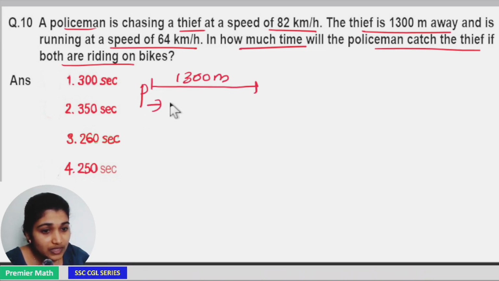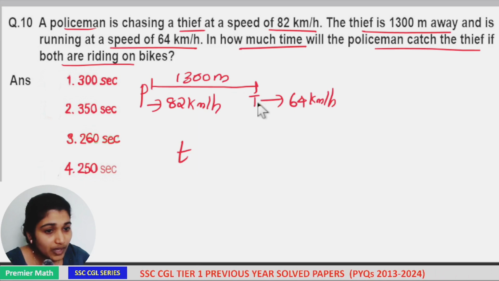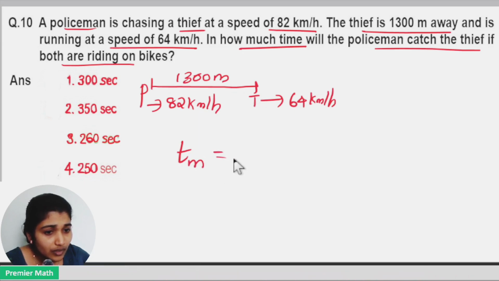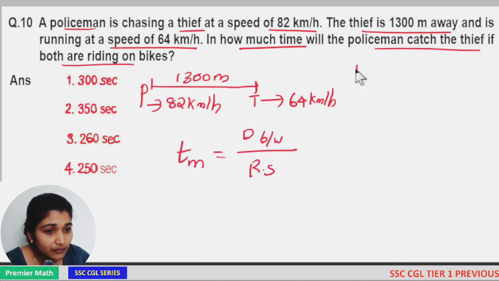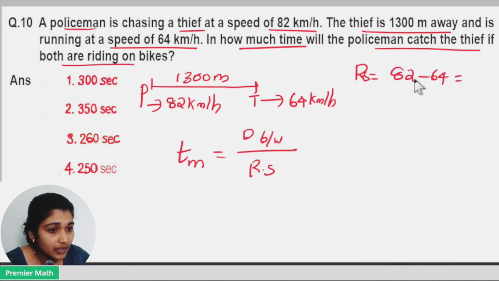Now the policeman is running at a speed of 82 km per hour and the thief at a speed of 64 km per hour. The time taken by the policeman to catch the thief, the time of meeting, is the distance between police and thief divided by their relative speed. Both are running in the same direction, so relative speed is 82 minus 64, the difference between speeds, which is 18 km per hour.